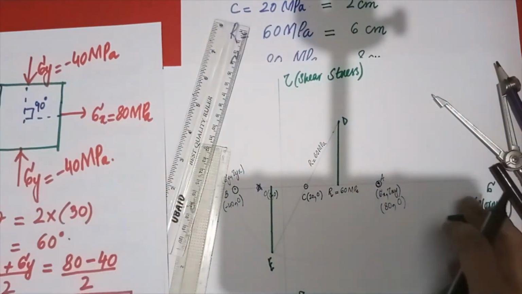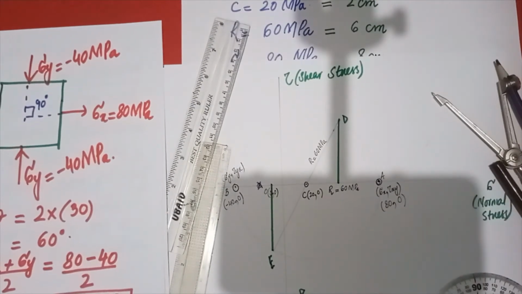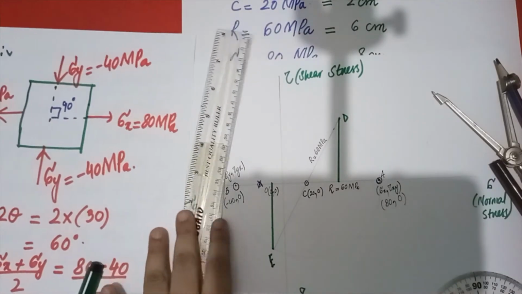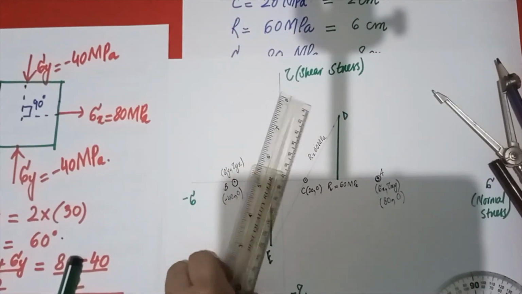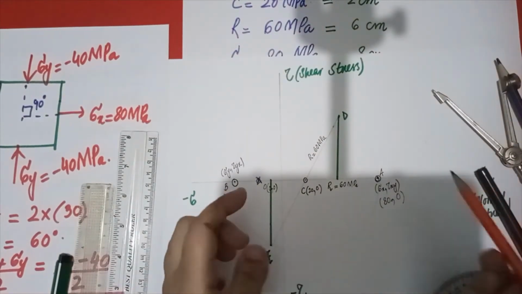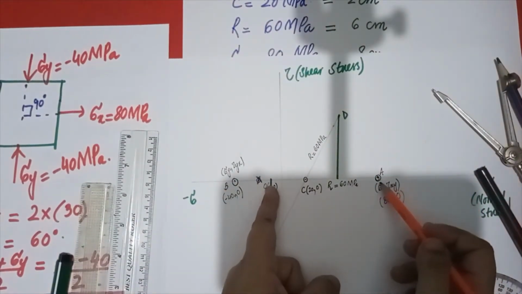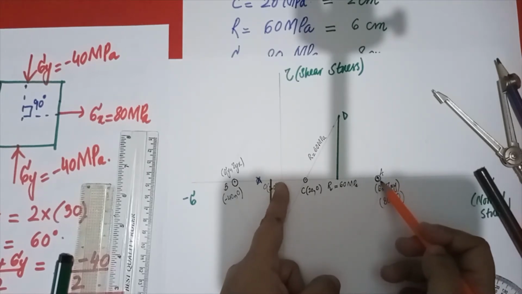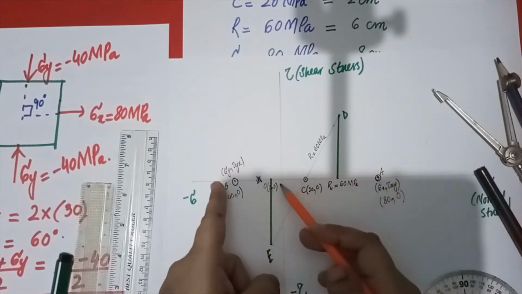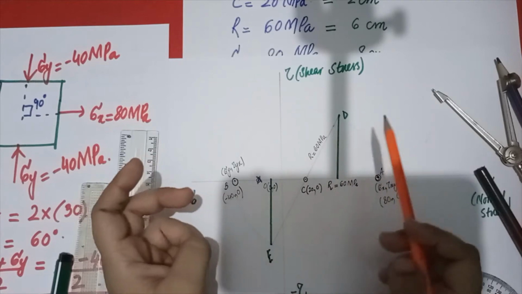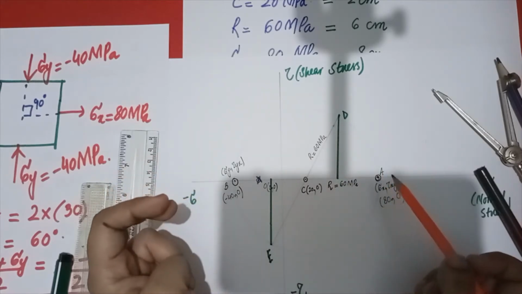So what was the first step? You have to find out the value of C and R, then you have to plot the value of sigma x and sigma y. Let me repeat it. For example, this is your origin and your distance from here to here is what? It is 60 ampere. This is 60 ampere from here to here, and here to here it is minus 40 ampere, according to the sigma y and sigma x.